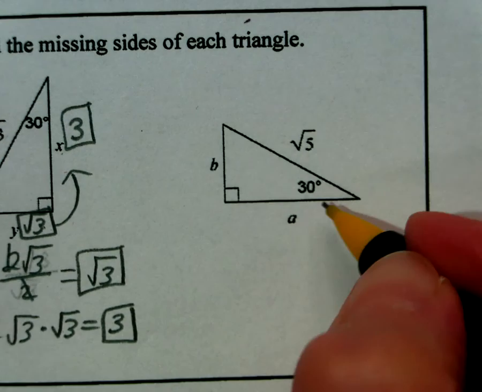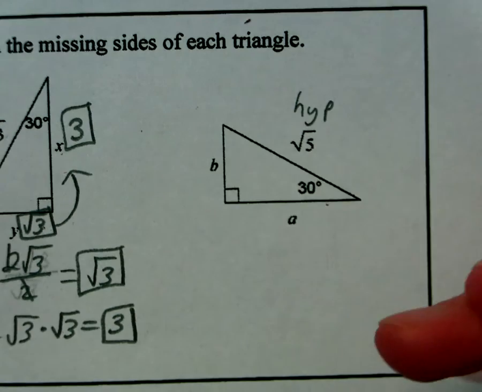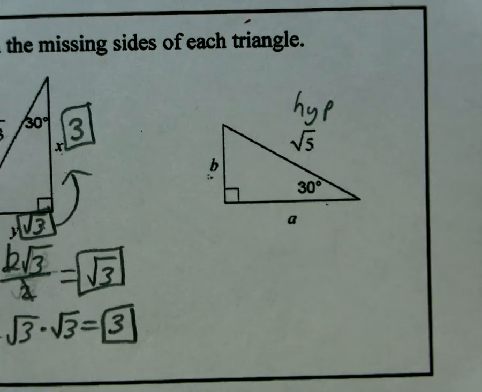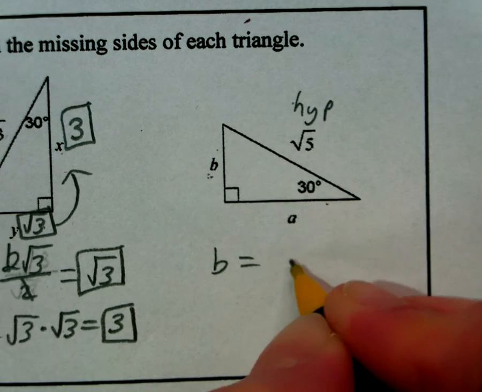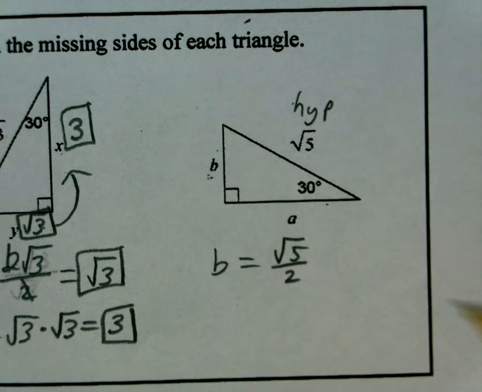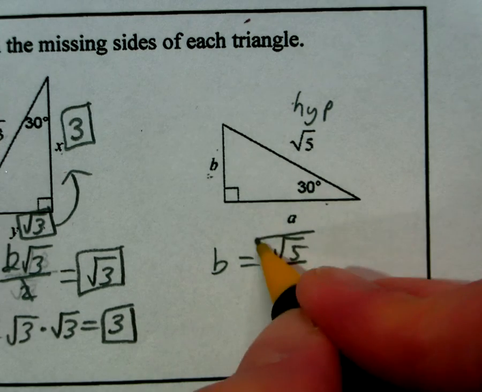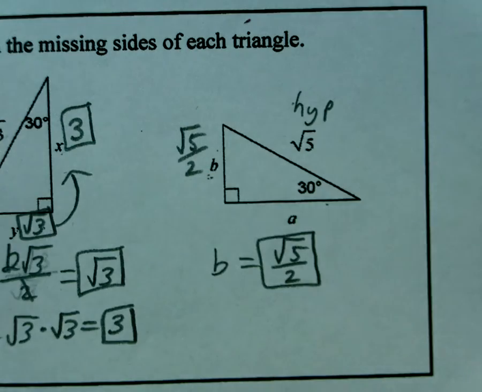If we go on to this last example, they have given us the hypotenuse. So you always want to find the short leg first. So to go from the hypotenuse to the short leg, basically you just divide by 2 because it's half as big. So that's going to be square root of 5 over 2. We're just going to leave that because that's our radical form. So this is square root of 5 over 2.